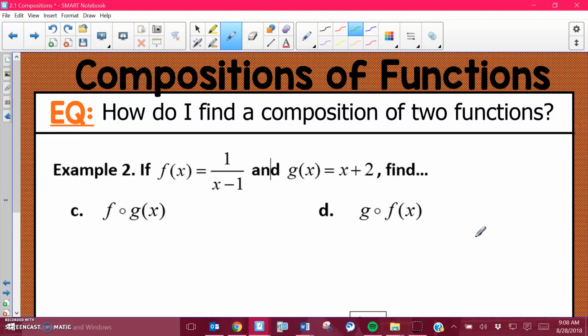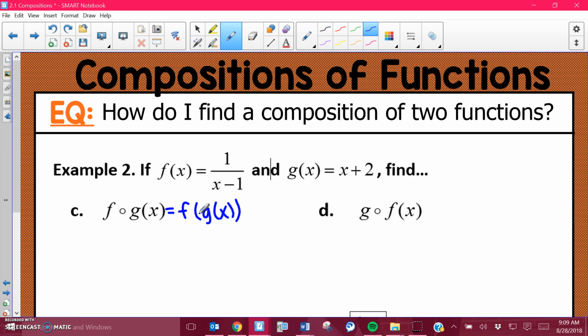Here we go. So we're using the same two functions, and instead of using numbers on the inside, we're going to use the variable. All that means is, instead of plugging in a number, I'm literally plugging a function into another function. So you're going to be plugging an expression in for the x. For f of g of x, this is the same notation as saying f of g of x, if that makes you feel more comfortable.